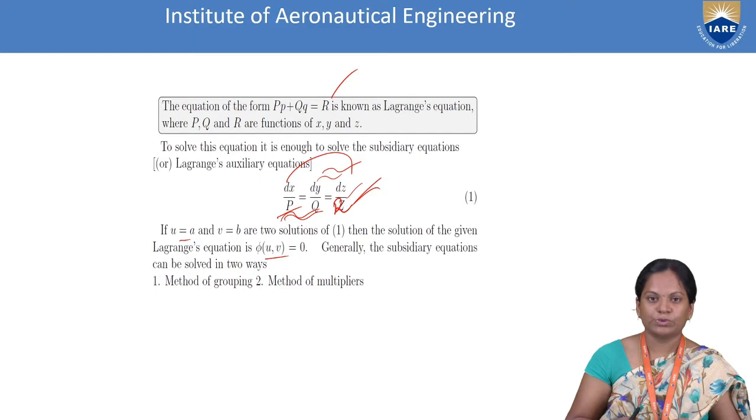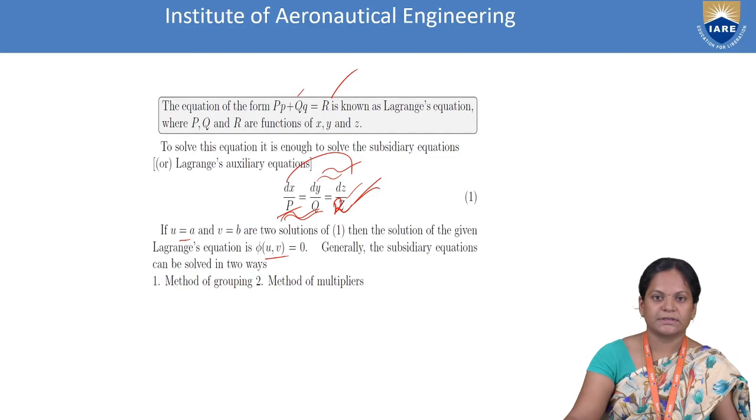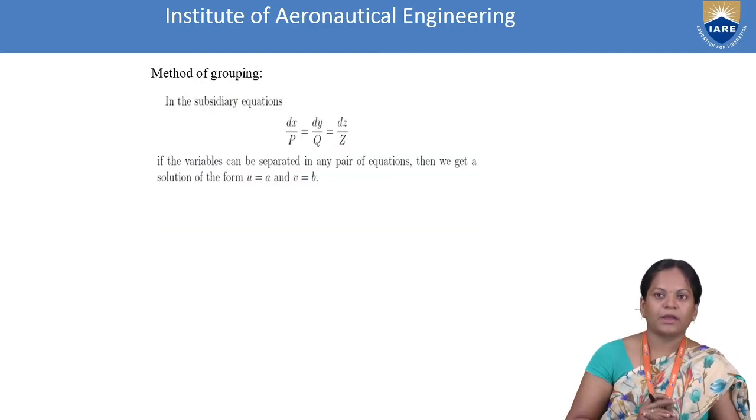So which will give the solution of the given partial differential equation of the form Pp plus Qq equal to R. In this session, we have to discuss the method of grouping. So what is the method of grouping and how can we solve this? First, whatever the given partial differential equation, you can separate it into P into p plus Q into q plus R.